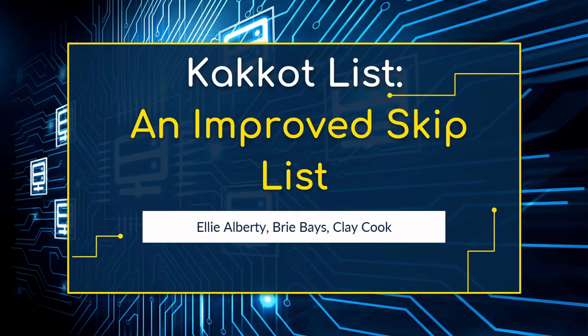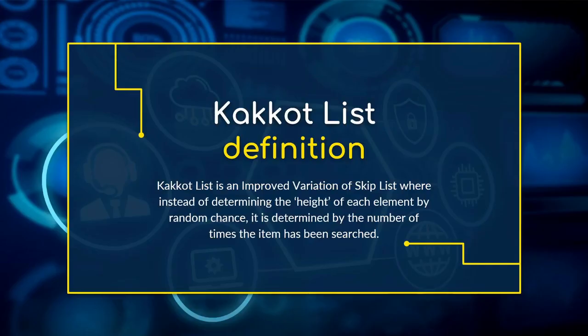Okay, this is the Bays Alberti Cook Group. We have implemented the Kakkot List, and this is an improved variation of the skip list. The Kakkot definition is as follows. It's an improved variation of skip list where instead of determining the height of each element by random chance, it is determined by the number of times the item has been searched.